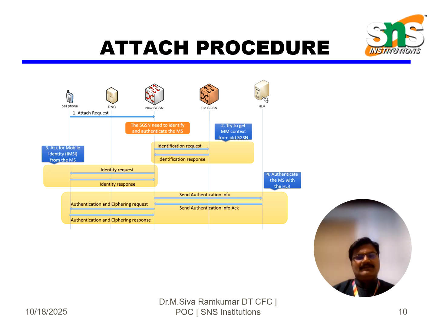Now we'll be seeing the attach procedure in GPRS communication. When a mobile phone connects to the network, it first sends an attach request to the SGSN. Then it identifies and authenticates the device by communicating with the old SGSN and the HLR, home location register. Once the authentication and security is complete, the mobile is officially attached to the GPRS network. Attach procedure, the first step that connects your mobile to the data network securely.